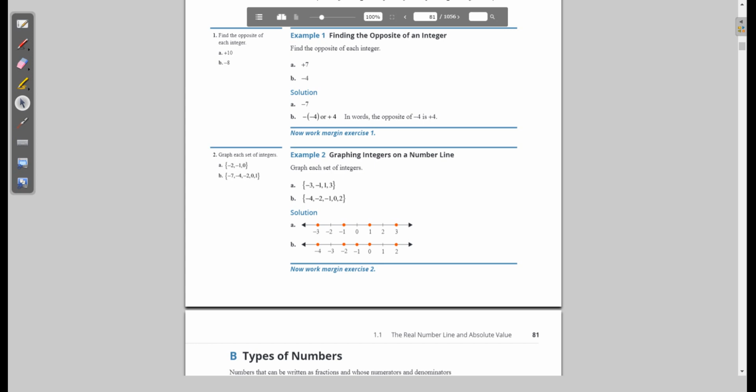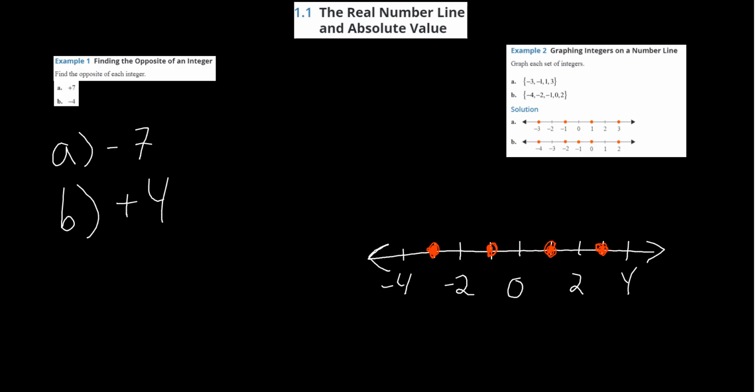I didn't even go over the second one. So graph each set of integers. We have -4, -2, -1, 0, and 2. As you can see on the graph, we do indeed plot the points at -4, -2, -1, 0, and 2.